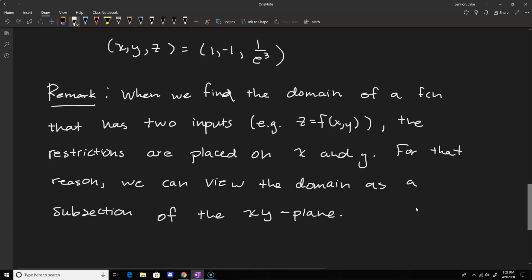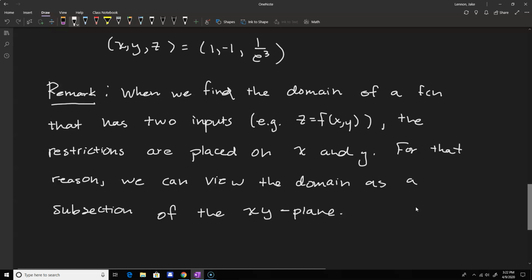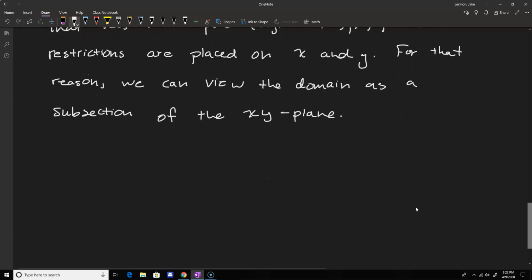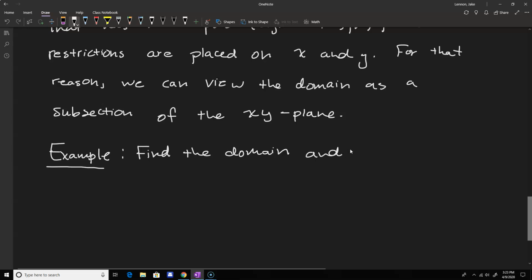So a lot of times when I ask you to find the domain, I'll also ask you to sketch the graph of the domain. So let's go ahead and run through a few of those examples. Example: find the domain of each function and sketch a graph of the domain. It's a little repetitive, I could probably word that better, but this way it's clear at least.